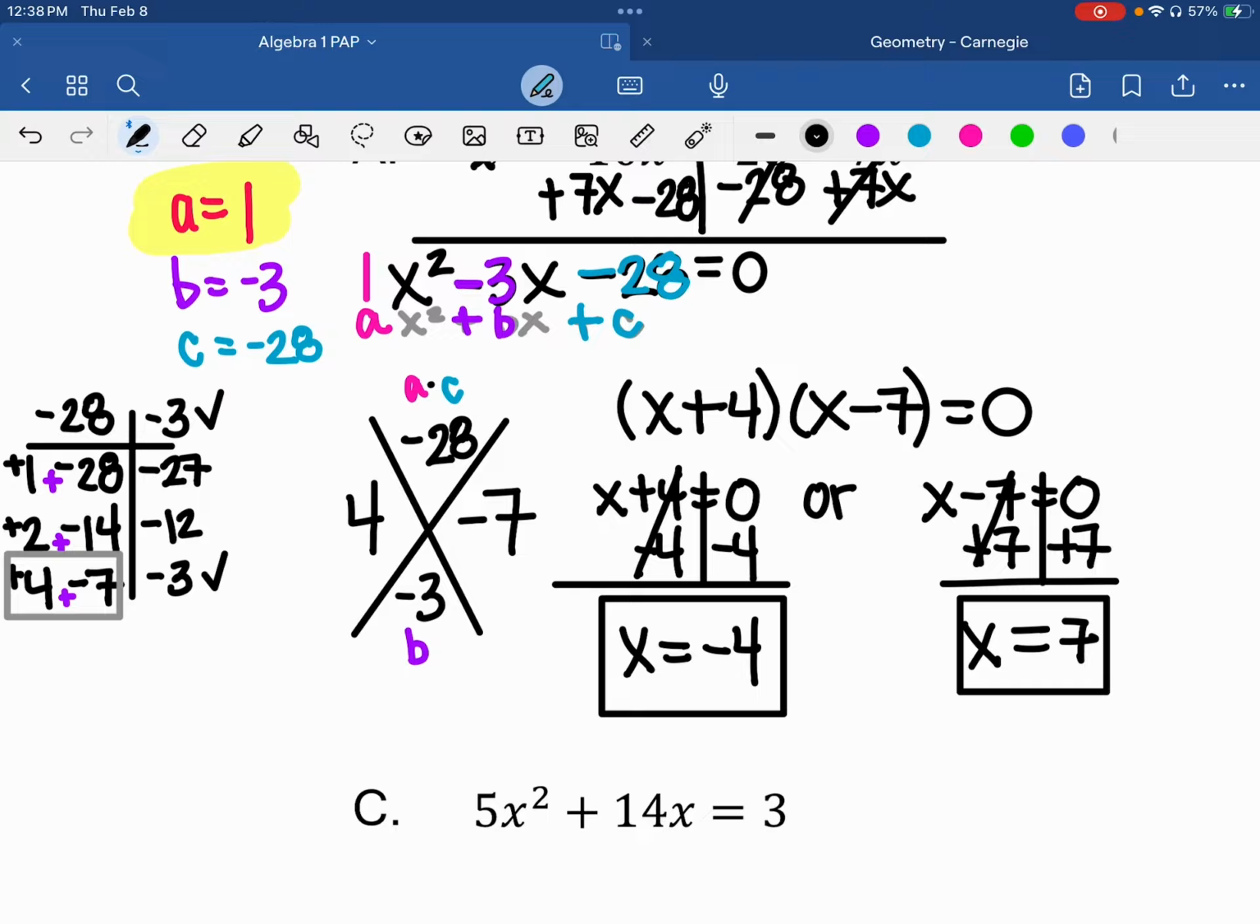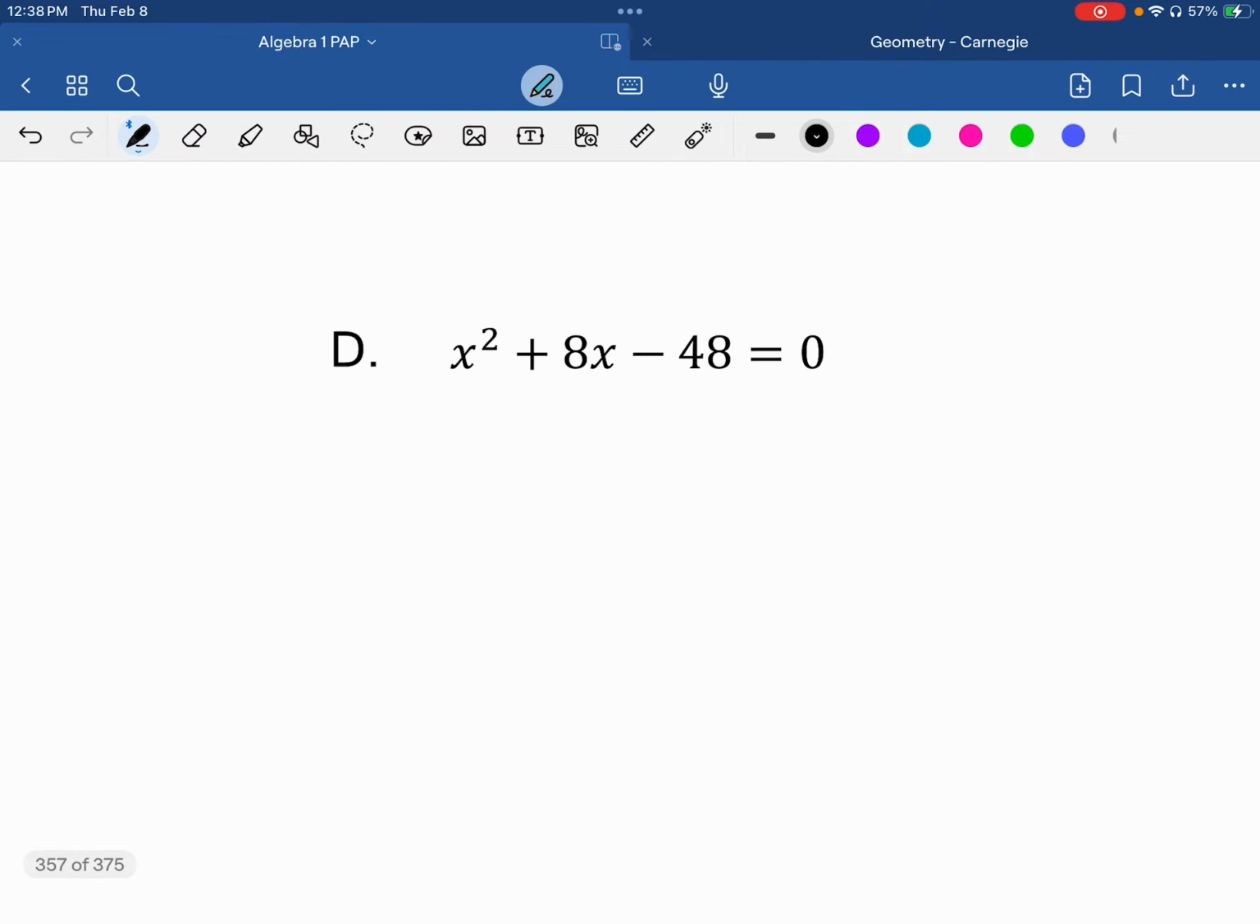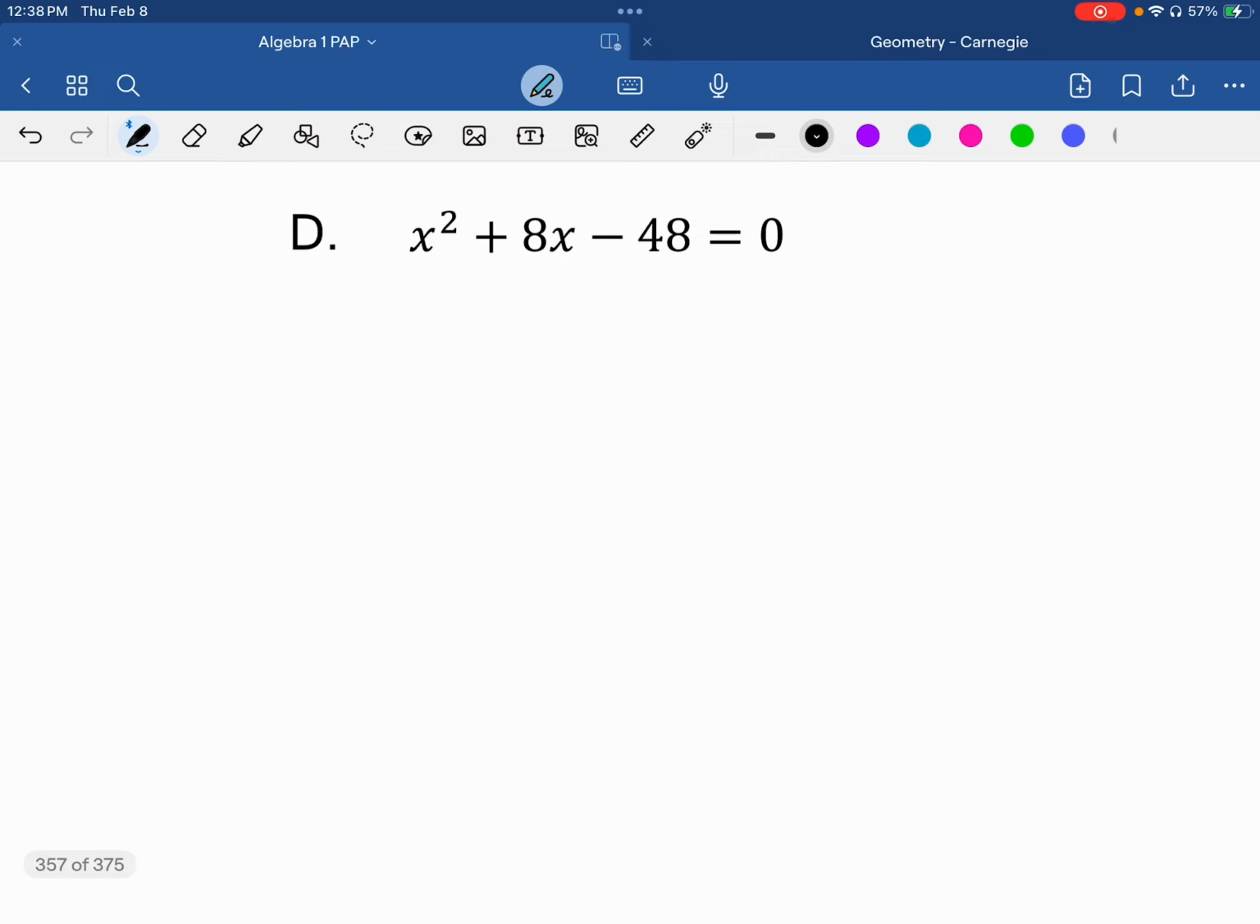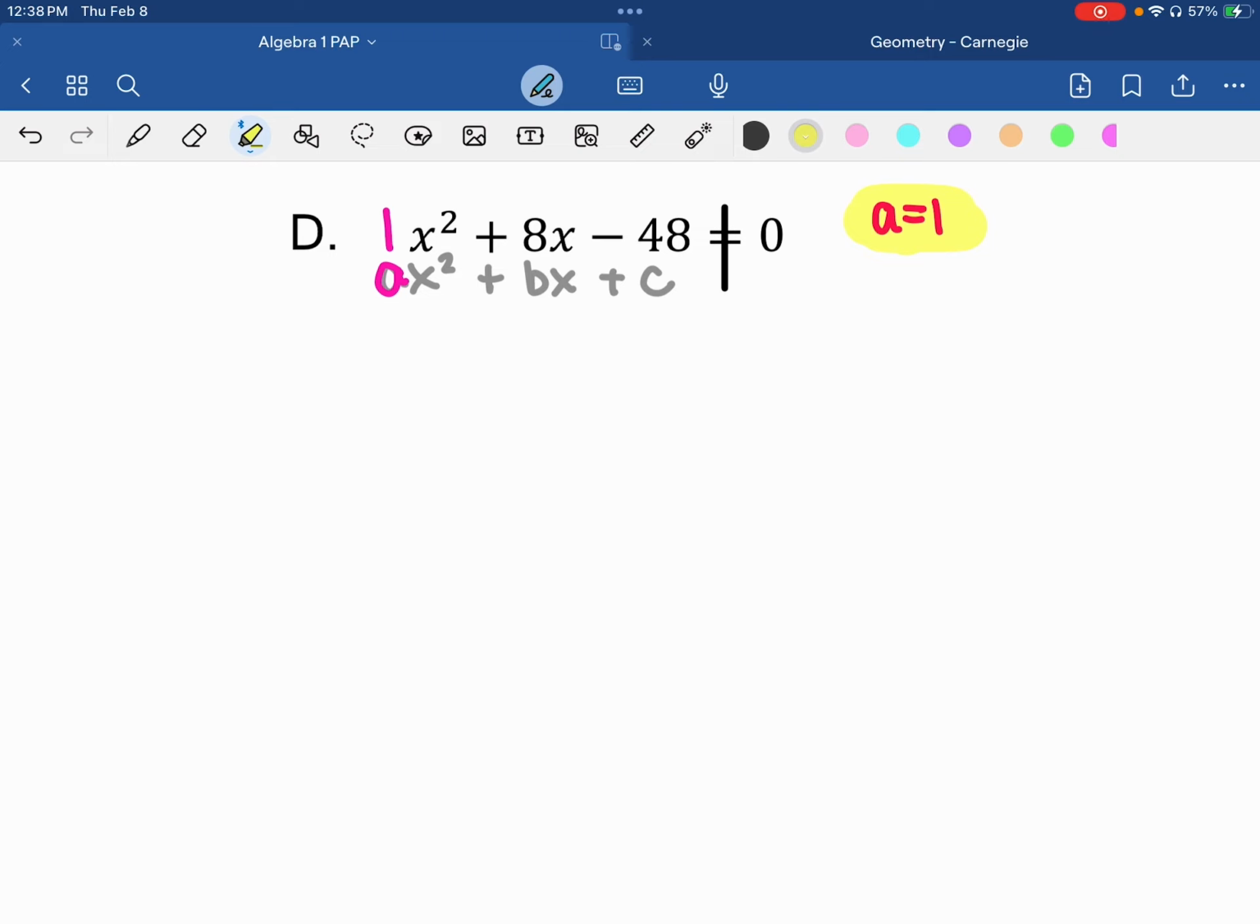I'm going to go ahead and skip to example D because notice it's already set up in the form that I needed. It's already equal to 0. And the reason I'm skipping over here is because, as you can see, once again, the A value is the same as what we had in the first one. So my A value here is 1, and so this is why I'm going to skip over to this one. Remember, when you're doing this, you want to make sure that you know what your A value is because it is going to affect your answer.